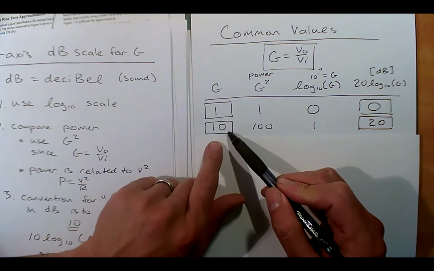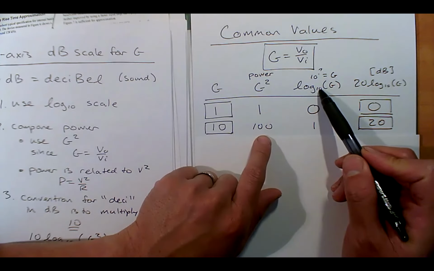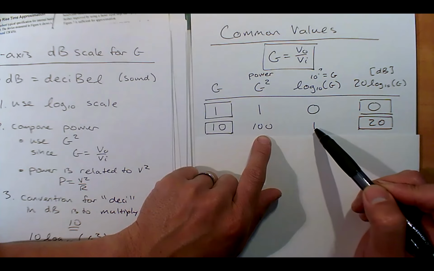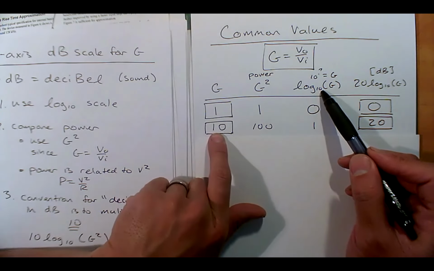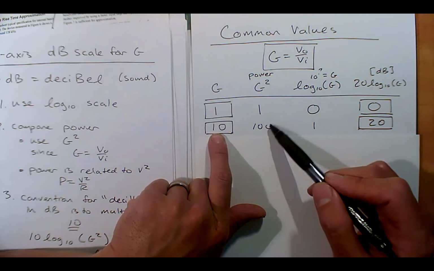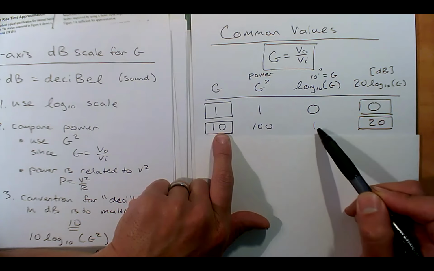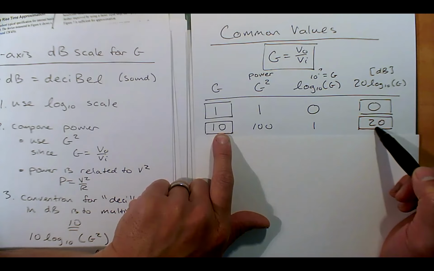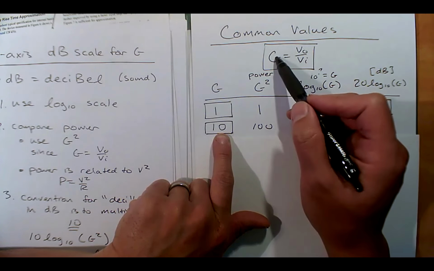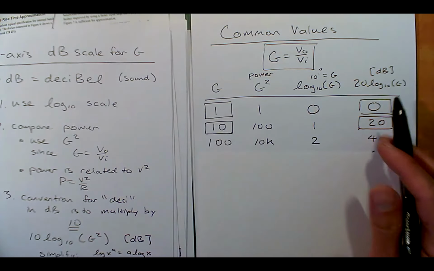What if I have a gain of 10? Well, G squared is 100. Log base 10 of G, well, 10 to the what number is 100? Oh, sorry, 10 to the what number is 10? I apologize, we're not looking at the G squared, we're looking at the G. And so this is 1, and then 20 times this is just 20, okay? So on the dB scale, if you see a 20, what does that mean? The actual gain is 10. All right, good. Okay, let's go to the next one.